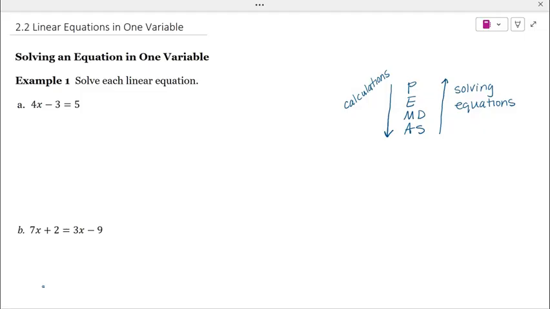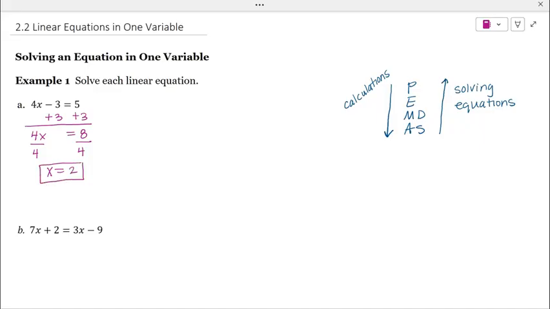Looking at example A, I have a couple of different things that are happening to the variable x. It's being multiplied by the number 4, and the number 3 is also being subtracted. So based on going in the reverse order of operations, I'm going to work on that 3 that's being subtracted before I go to the multiplication. So I'll start by adding 3 to both sides of this equation. I always have to do the exact same thing to both sides to keep it balanced. And then I'll divide both sides by 4, and I'm ending up with x equals 2.